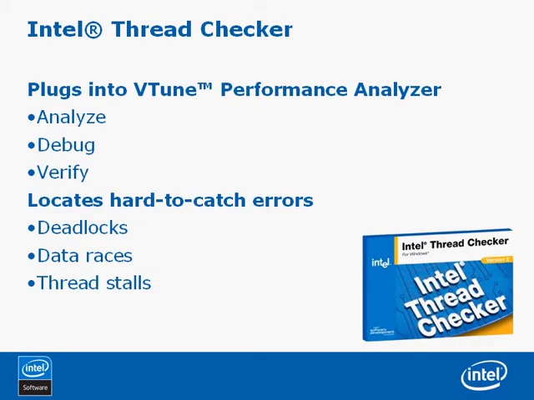The Intel Thread Checker is a plugin that works in the Intel vTune Performance Analyzer to analyze, debug, and verify threaded applications. The Intel Thread Checker makes it easy to locate hard-to-catch multi-threaded errors such as deadlocks, data races, and thread stalls.